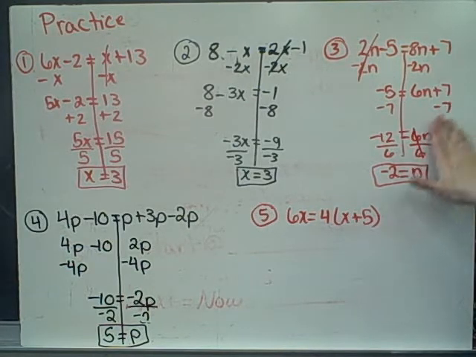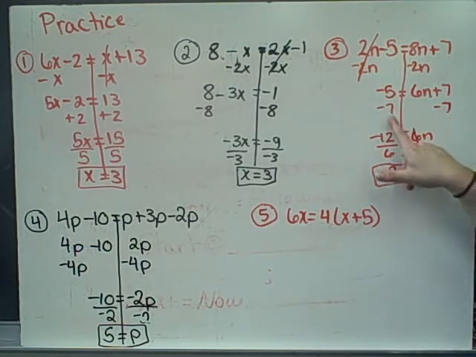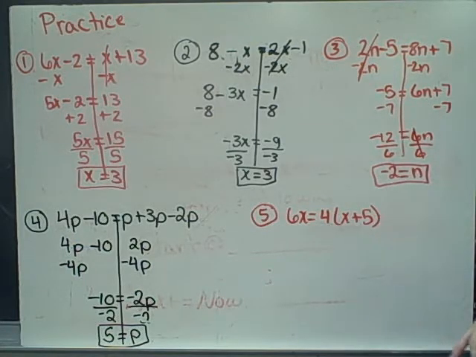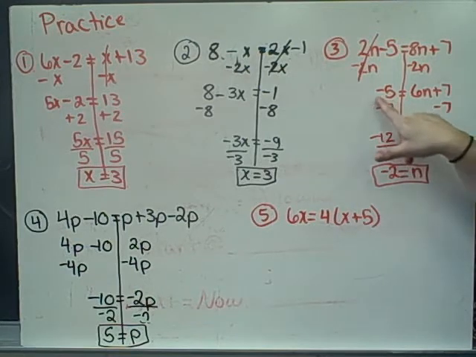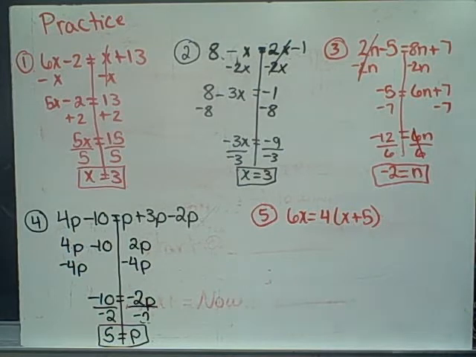And then I decided to put my numbers over here so they'd be on the opposite side. I'm going to subtract 7 from both sides. Again, watch your signs. I have 6n equaling negative 12 because minus 5 minus 7 more gives me a negative 12. Then I divide by 6 on both sides and n would equal a negative 2.